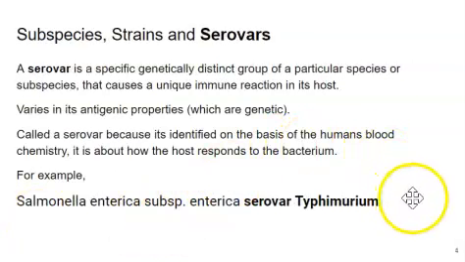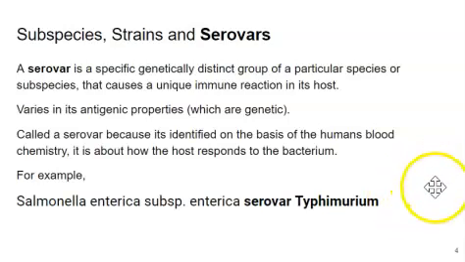A serovar is a specific genetically distinct group of a particular species and or subspecies. I know, it's an and or an or. I told you this can be messy. And it is assigned on the basis of having a group of these organisms that cause their own unique immune reaction in the host. And this is because there are genetic differences, and they trigger the host's immune system a little bit differently. In other words, they have different antigenic properties. We'll be learning more about those terms later in this course.